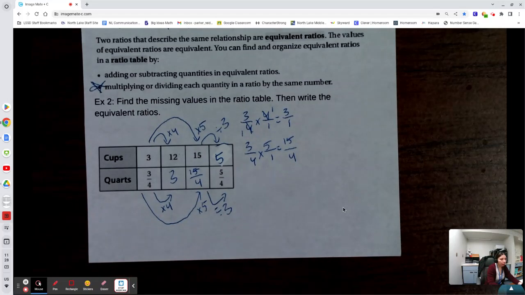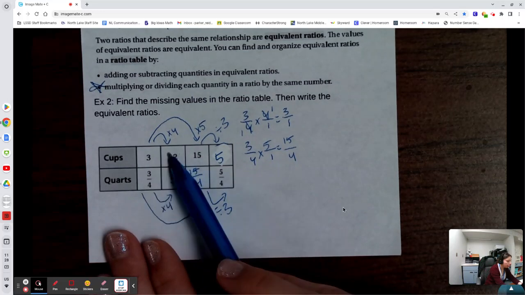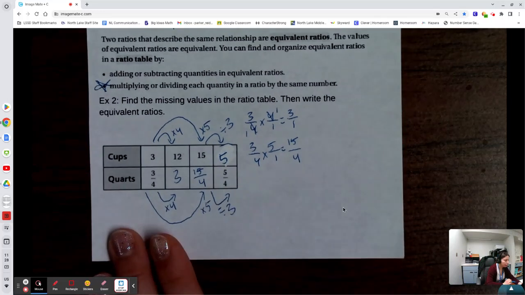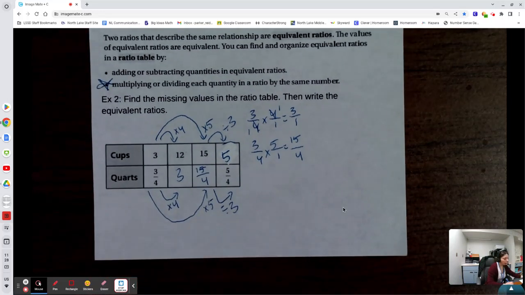Okay, so all of these ratios are equivalent. They all represent the same relationship. If I were to go through and find the value of all 4 of them, the values would all be the same. The last step, it said, is write the equivalent ratios. We can't forget to do that.